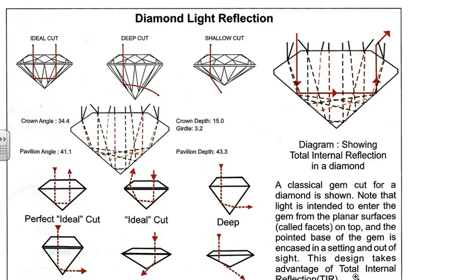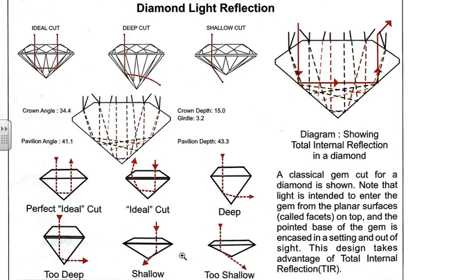So let me move this down a little bit so you can see. You want to make sure that the diamond is not too shallow or too deep. Okay, if it's too deep or too shallow, the light will escape and you won't be taking advantage of total internal reflection. And there's all these angles that you should have, and all sorts of ratios, and it's actually pretty fascinating how much you have to think about total internal reflection.